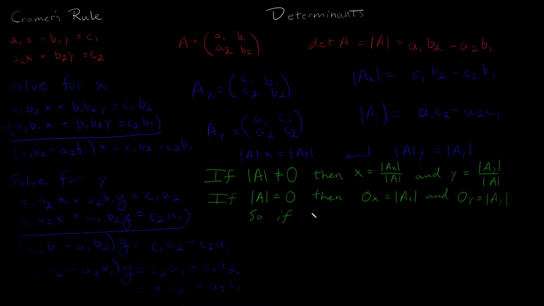So if A x's determinant or A y's determinant are not 0, there are no solutions. But if they are both 0, what you end up with is 0x equals 0, which is true for any x, and 0y equals 0, which is true for any y.